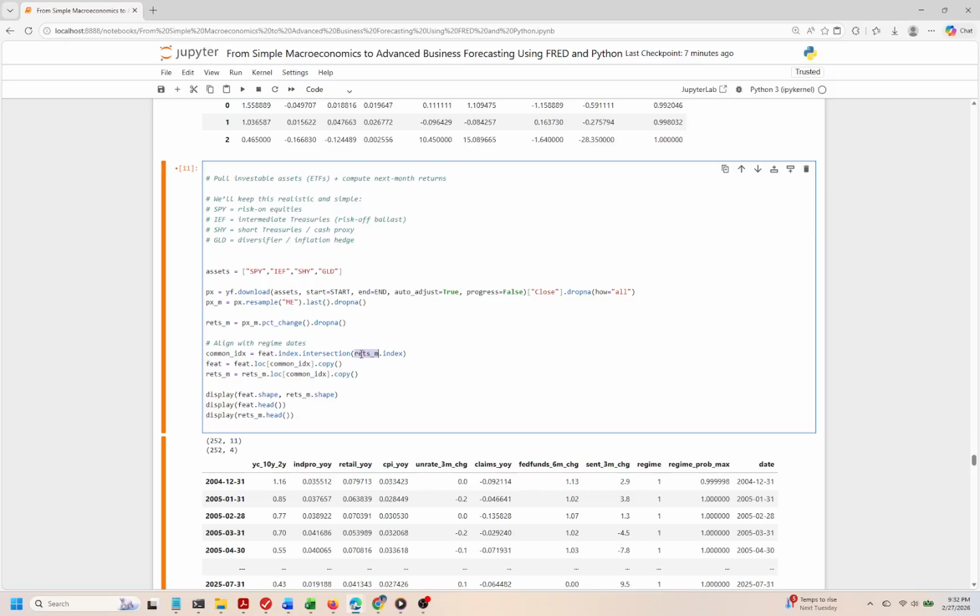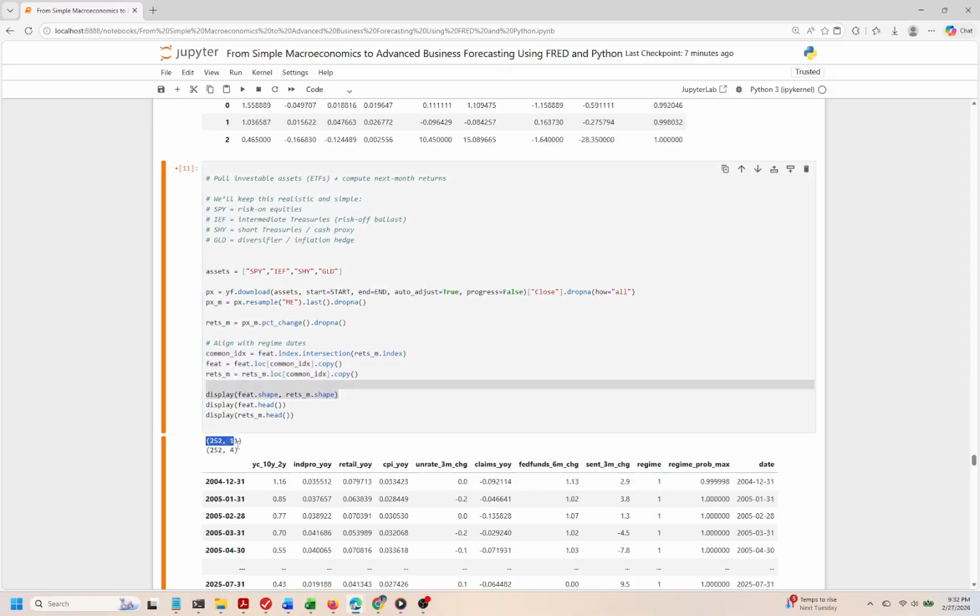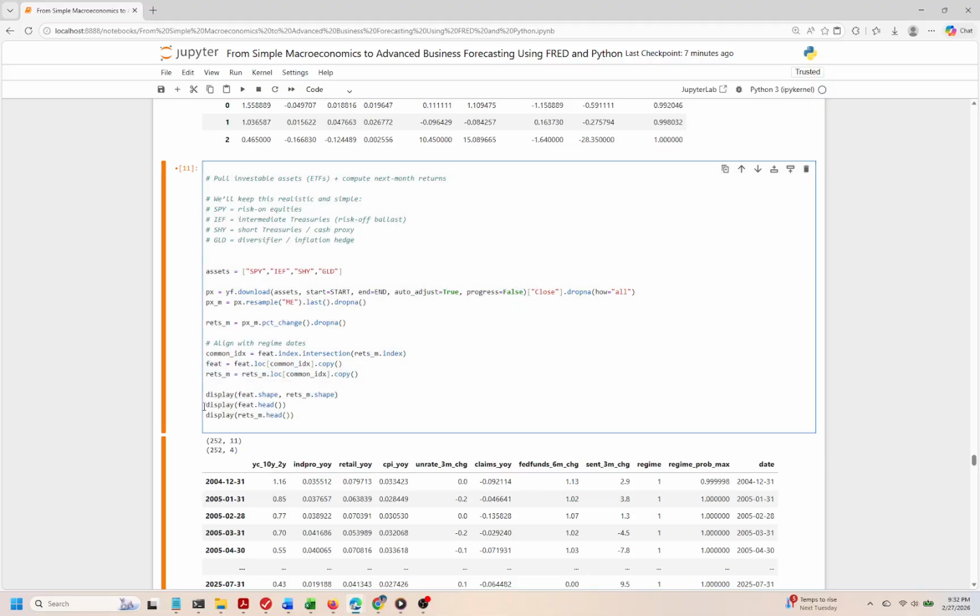Next, we align our return data with predefined regime dates. This alignment is important for ensuring that the returns we analyze correspond precisely to the market conditions we're studying. Lastly, we display the dimensions of both the features and returns data, along with some initial rows of these datasets. This gives us a quick glimpse into the data structure we are working with.